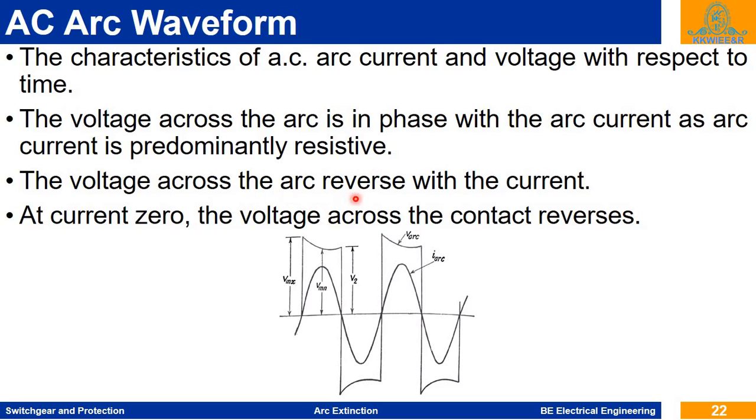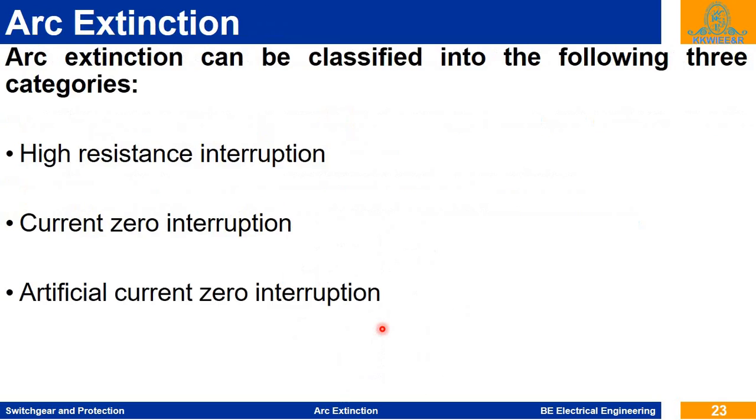The voltage across the arc reverses with the current. At current zero, the voltage across the contact reverses. When the current is zero, the arc voltage is also zero. When current reverses, the arc voltage also reverses. So because of the resistive nature of the arc, voltage and current are in phase.